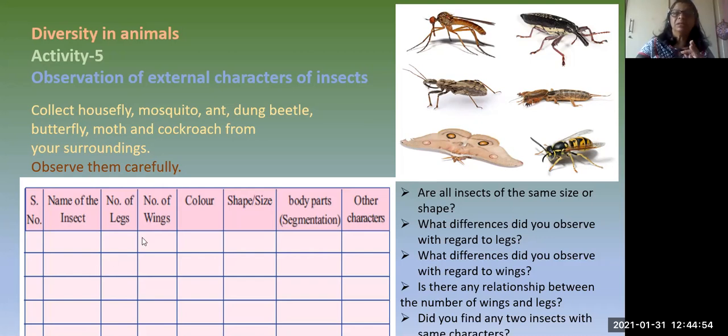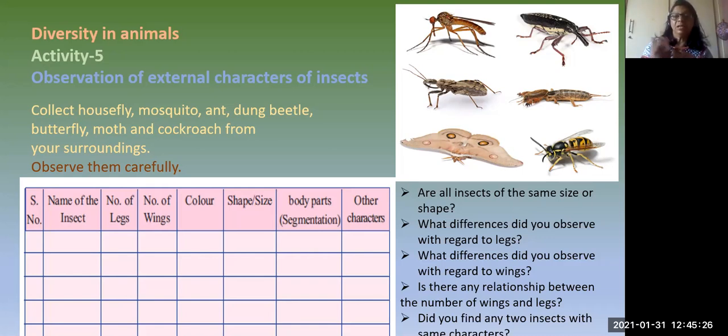Name of the insect, you have to see. Number of legs, how many legs are there? 4 are there, or 6 are there, or 8 are there, or many of them. Okay. Number of wings, there is one pair of wings, or two pairs of wings also. You see the cockroach, the upper wings are very hard, isn't it? And below that there are transparent wings. So there are two pairs of wings in most insects. So check that.